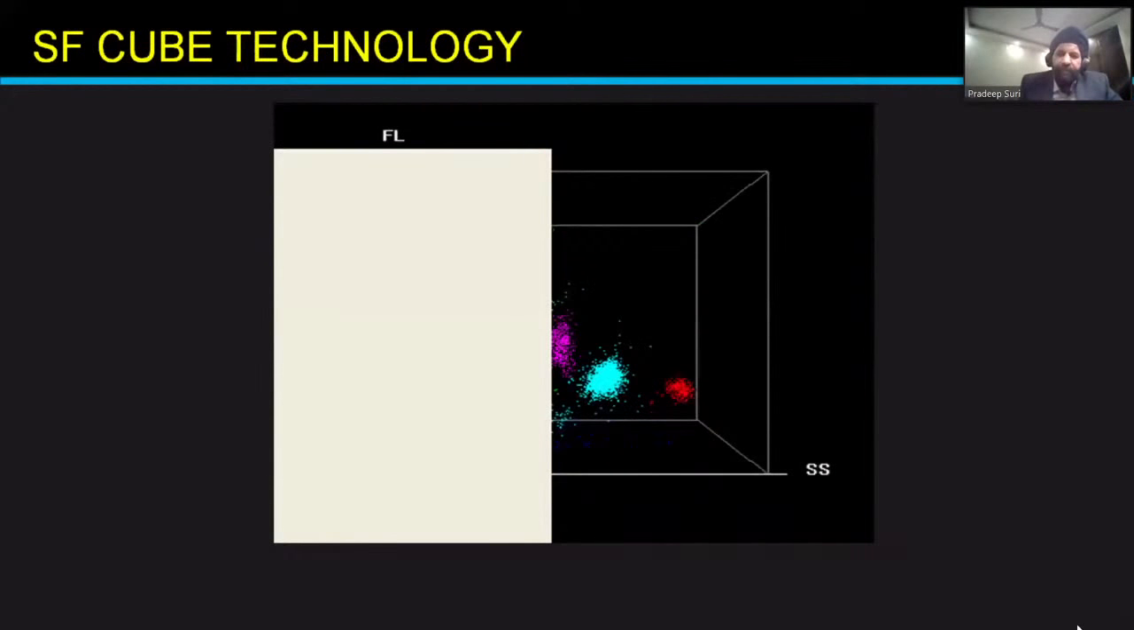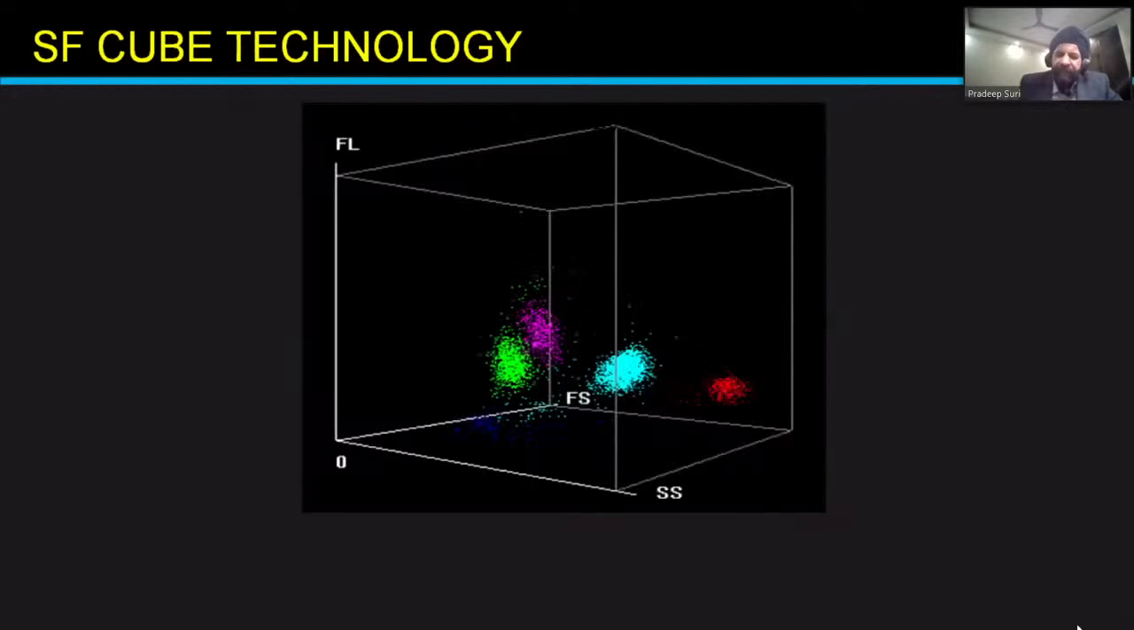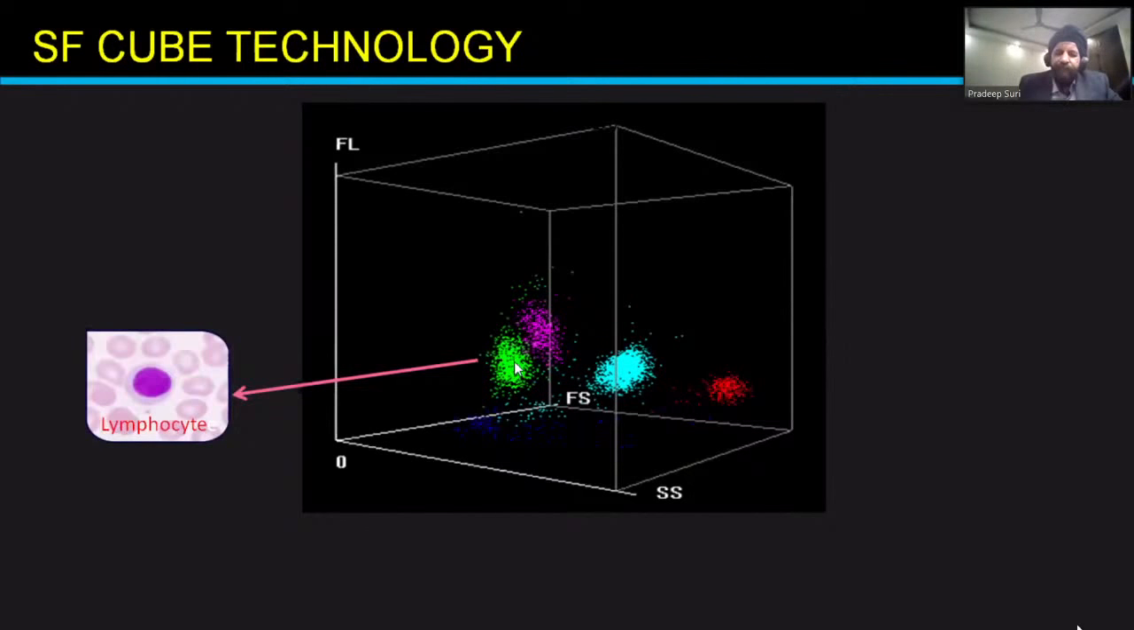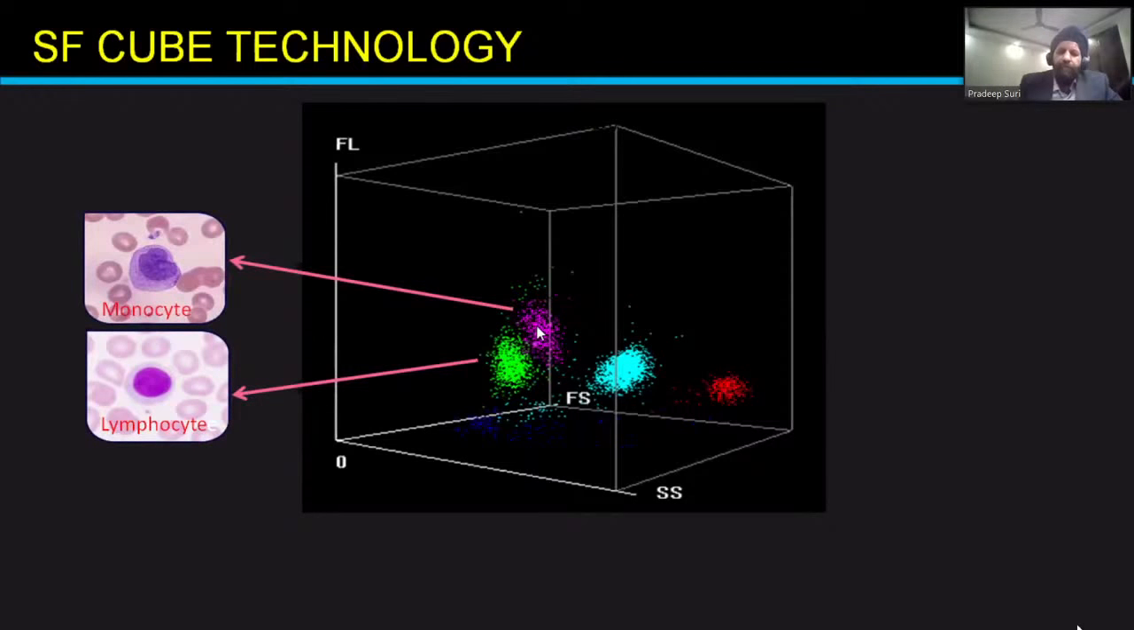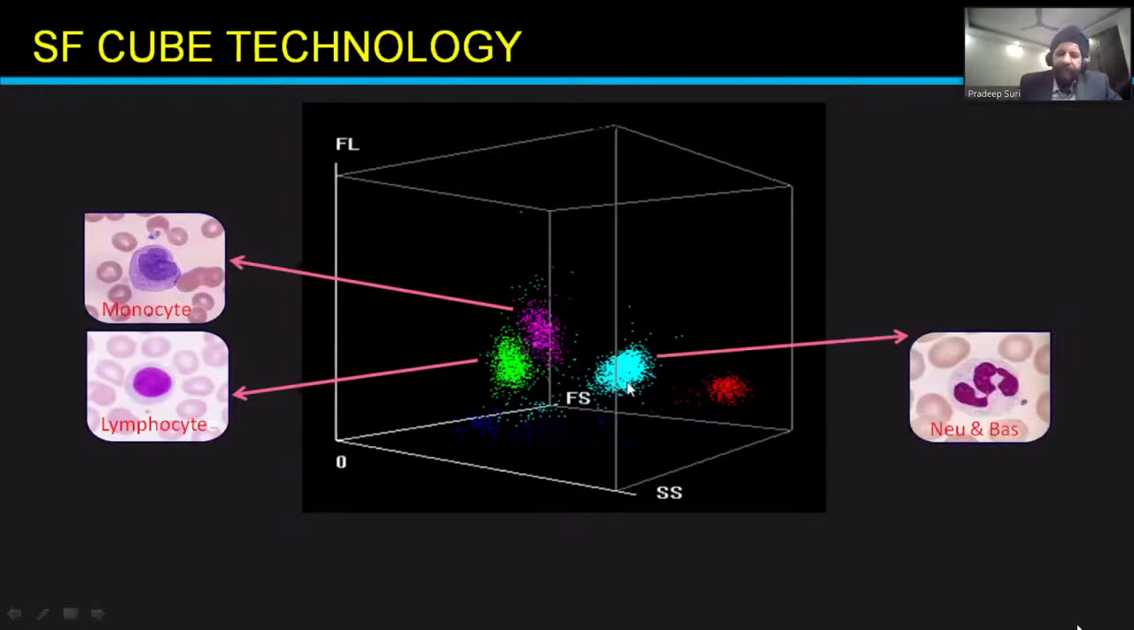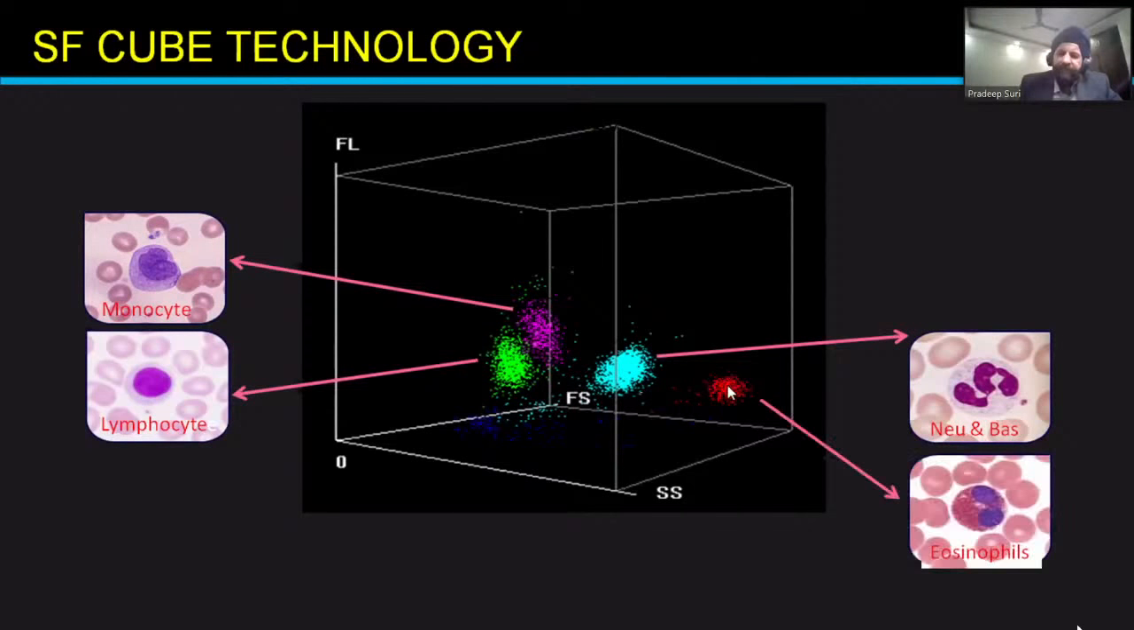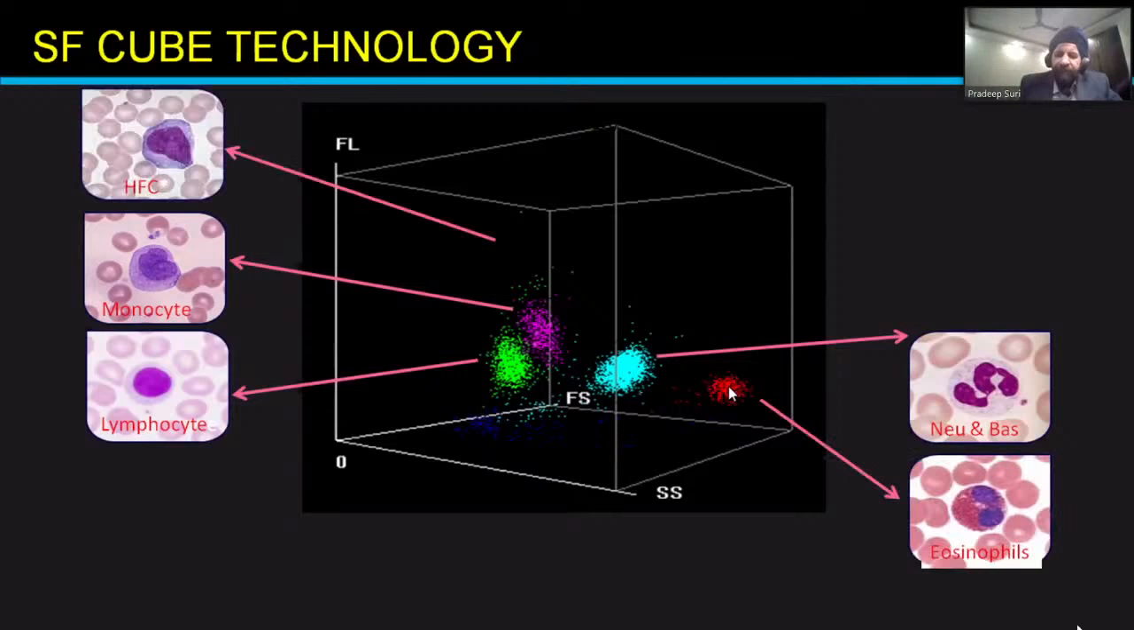The next thing I'm going to show is the SF Cube technology. Basically, this is nothing but the three-dimensional positioning of the different cell lines. If you look at this green area here, this is the area of the lymphocyte. Just above it is the pink area of the monocyte. This sky blue area here is the area of the neutrophil as well as the basophil. This red area here is the area of the eosinophil.